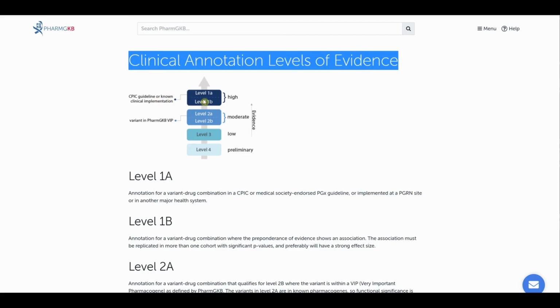As you can see, level 1A and 1B are high evidence, and essentially that has a CPIC guideline, or perhaps a known clinical implementation, but usually that's captured in a CPIC guideline. As you go down, the evidence becomes, quote-unquote, worse. However, level 2A is still pretty good evidence. It means that the variant is actually a PharmGKB very important variant, and then you get down to levels 3 and 4, which are really either the gene and drug haven't been studied very much, or it was, for example, a retrospective study, so the evidence is low quality.